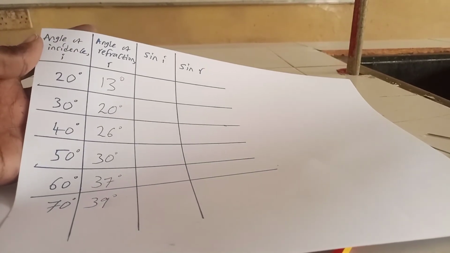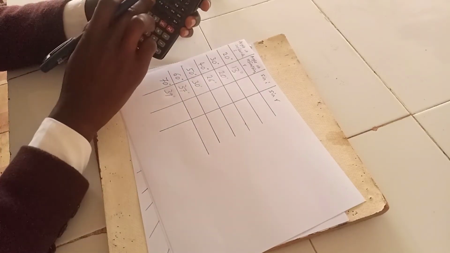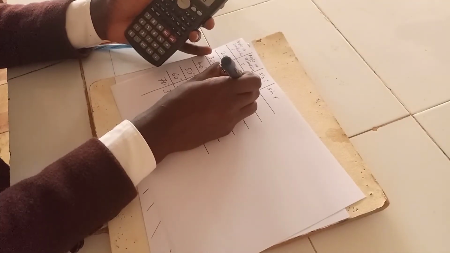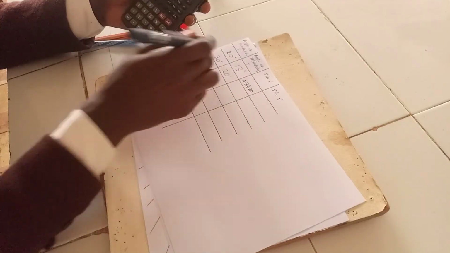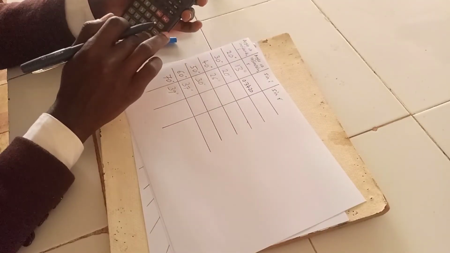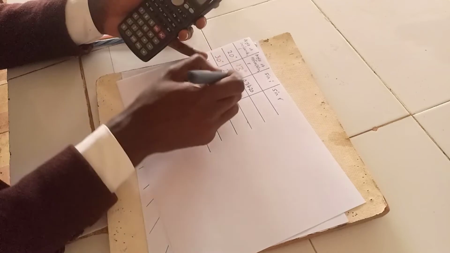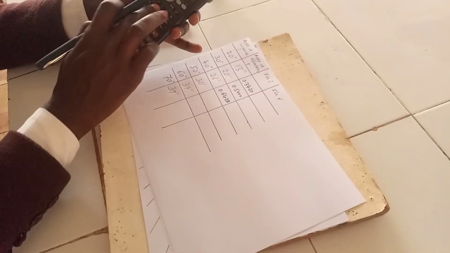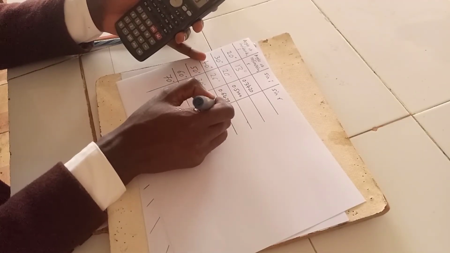Let's look at now the computation. So we have sine I. Sine 20 gives us 0.3420. Sine 30 is 0.5000, maybe we can add 3 zeros. Sine 40 is 0.6428. Sine 50 is 0.7660.